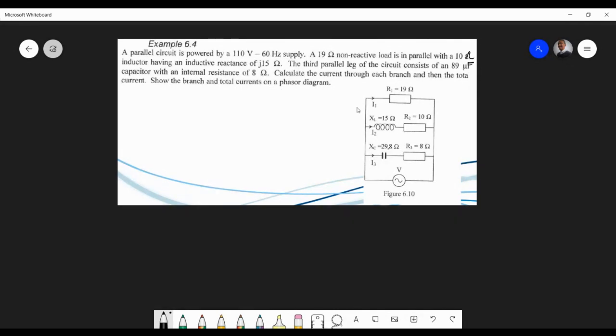Obviously they've worked it out. The first step here was just to work out all your reactances. So XC is 1 over 2 pi FC, and that's going to be 1 over 2 pi times the frequency, which is 60, times the capacitance. I think my laptop froze here. Just give me a moment to enter and exit again.